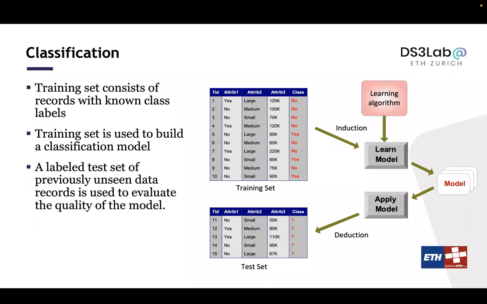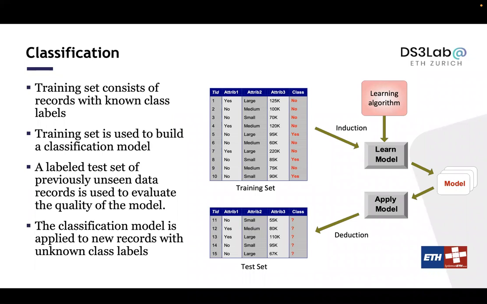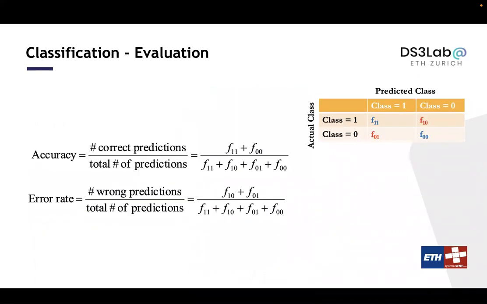So it contains unseen data records, right? That is why you do not know the class, you do not know the prediction. You try to apply this model to make predictions given all the other attributes. So you have this training set and you have this test set. So given a classification model, right?